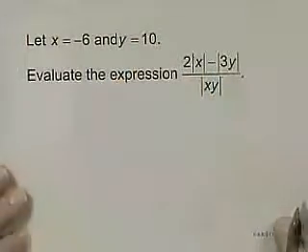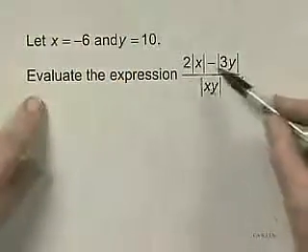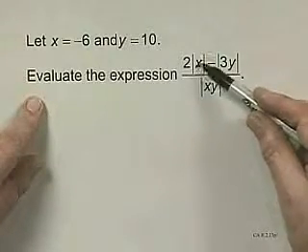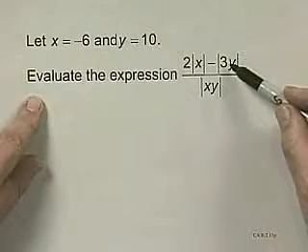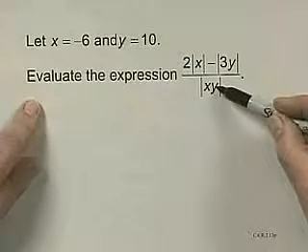Now, when evaluating absolute value, you must remember to follow the order of operations. Let's try an example. Let x equal negative 6 and y equal 10, and evaluate the following expression: 2 times the absolute value of x minus the absolute value of 3y divided by the absolute value of the product xy.